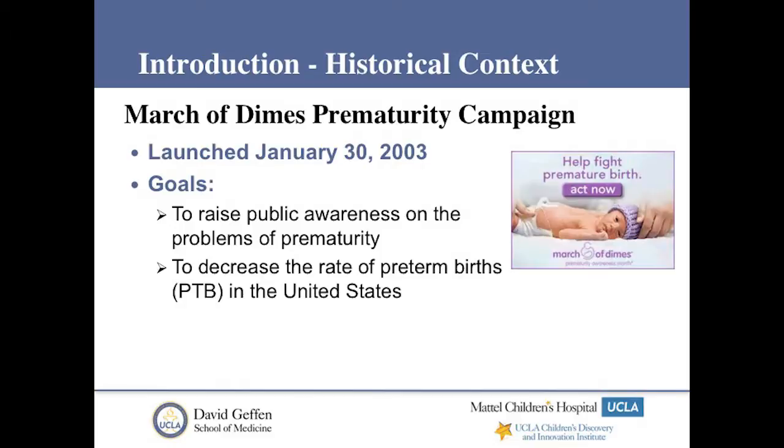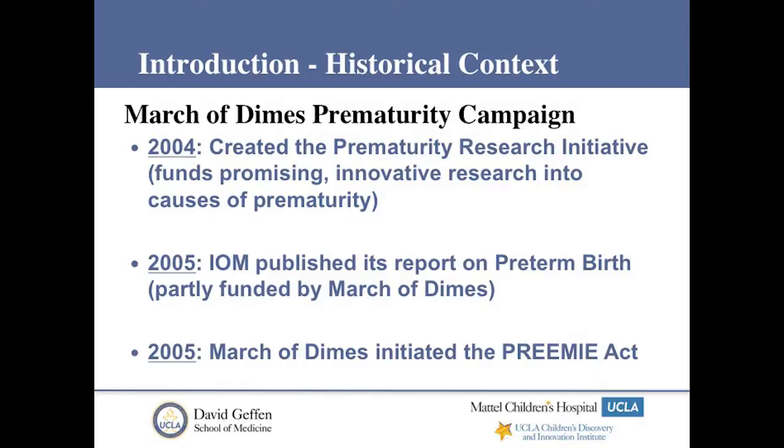Back in 2003, the March of Dimes came up with this campaign. At that time, the rates of prematurity were literally skyrocketing. The goals were to raise public awareness and to also decrease the rates of premature birth. In 2004, they created a research initiative, and in 2005, the Institute of Medicine published its first report on preterm birth, which was also partly funded by the March of Dimes. And then in 2005, they initiated the Preemie Act.